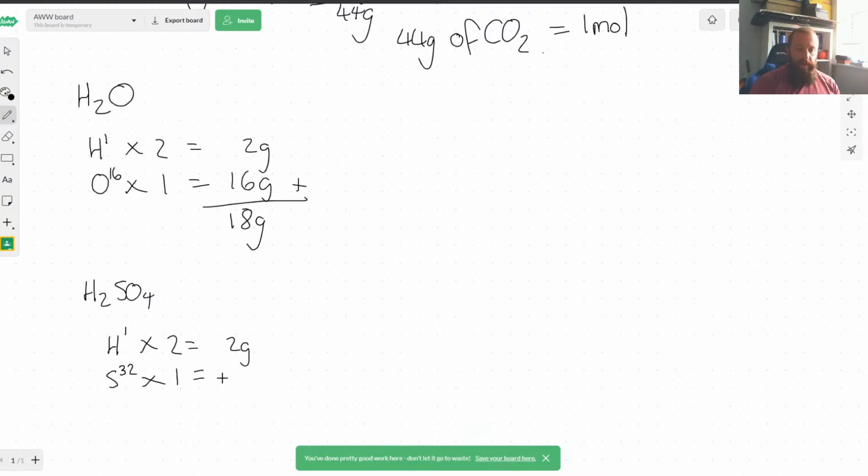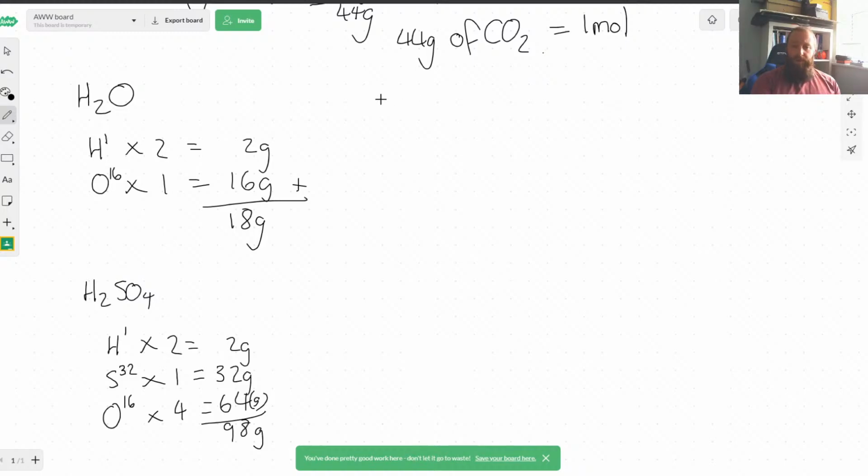So the mass is 32, so that's 32 grams. I've then got oxygen, which we know is 16, and I've got 4 of them in this molecule. 16, 32, that's 64. Do correct me if I make a mistake on this, because I'm doing it in my head because I haven't opened up the calculator yet. So we've got 64, 66, 98. So therefore, 1 mole of sulfuric acid is 98 grams.